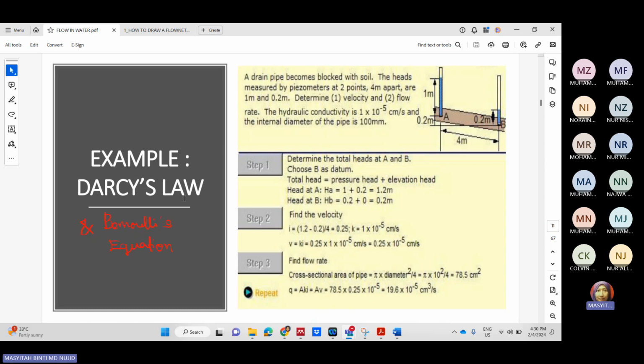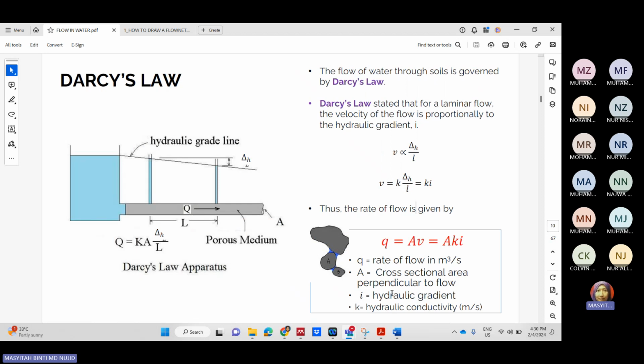Apa? Ini contoh Darcy's law dan juga Bernoulli equations. So yang ni lebih kepada saya nak recap sahajalah, because saya dah explain tadi kan, mungkin tak nampak sangat macam mana conditions yang kita nak tengok water flow, kemudian hydraulic gradients, and then what is the hydraulic conductivity. So dalam soil mechanics ni very important to understand the hydraulic conductivity, because the hydraulic conductivity ni dia bergantung kepada particle shape.